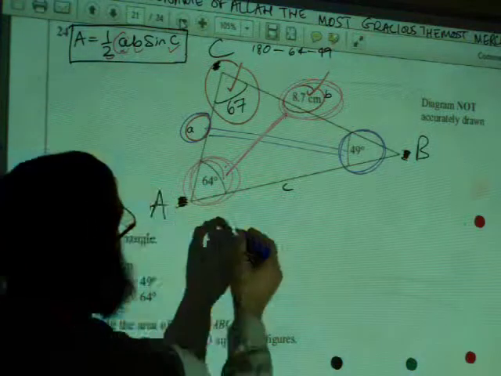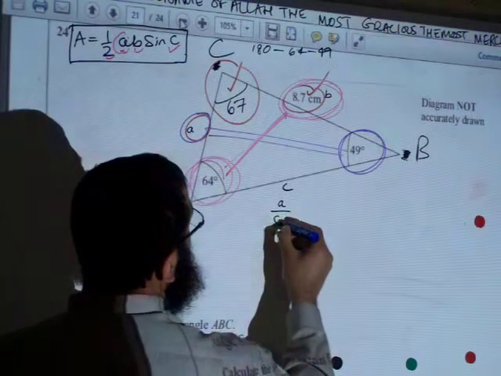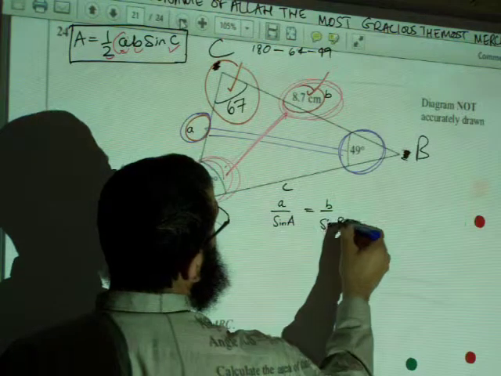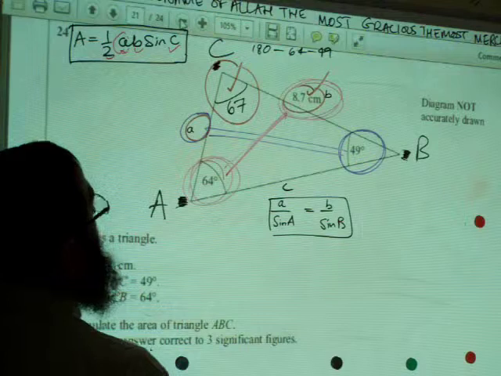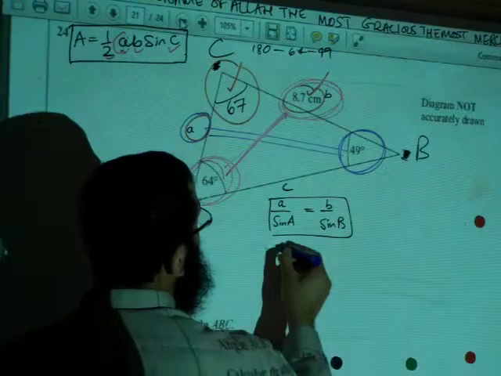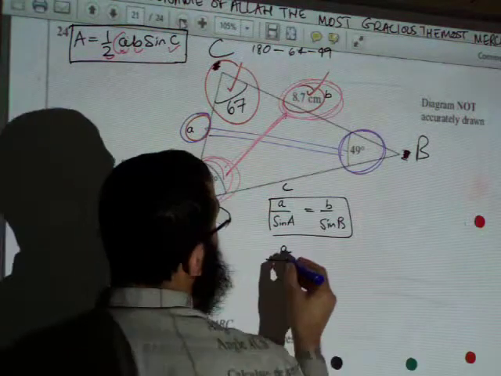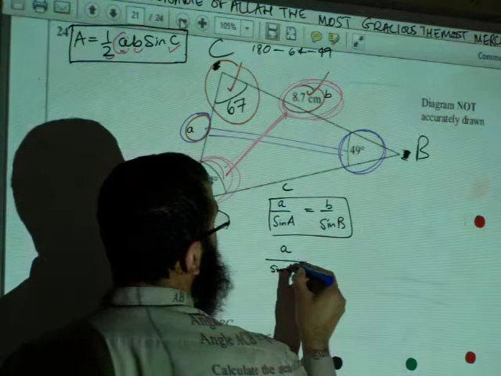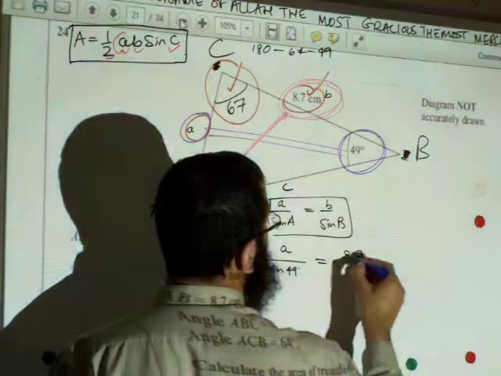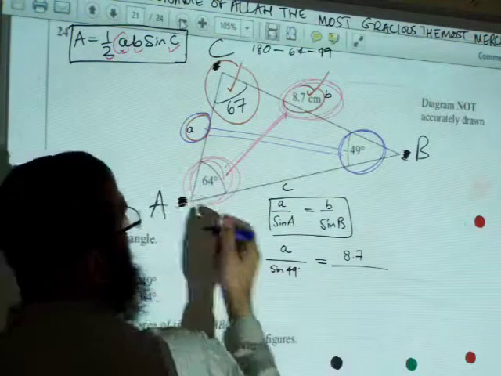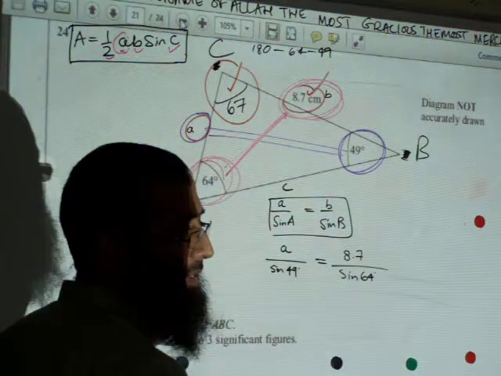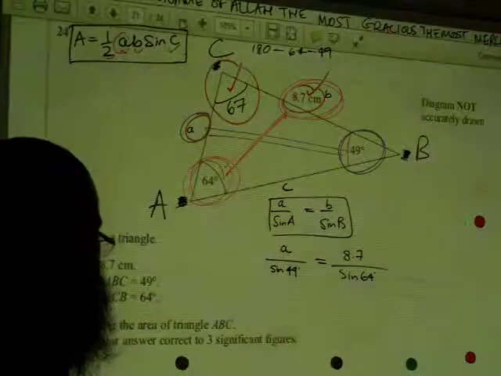Sine rule says we have A over sine of A is equal to B over sine of B. We only need to use the first two for the moment. Just start putting the values in straight away and rearrange it. So now A we leave as A, because we know what it is. The sine of A, the sine of 49 degrees, is equal to B, which is 8.7, divided by its corresponding angle, the sin of 64. I'll stop there for a moment just to give you a chance to copy that down.